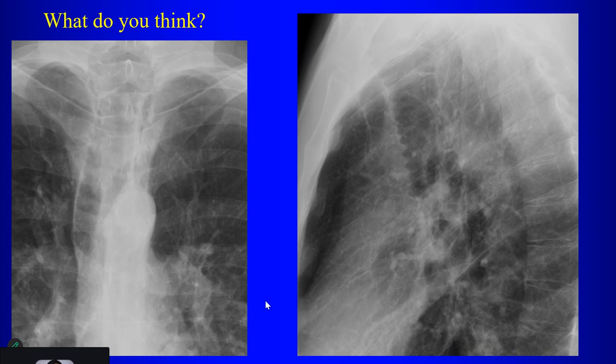What's abnormal here on this chest radiograph? Dilated trachea. Yeah, so the trachea is dilated. So you can see the trachea is dilated there on the frontal view, and it's also dilated there on the lateral view. Okay, so what do we think about when we see this?